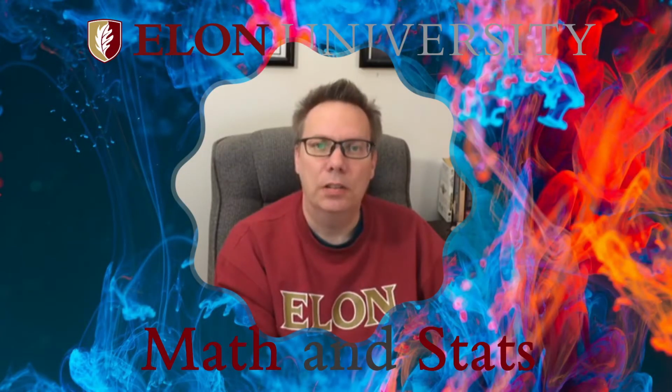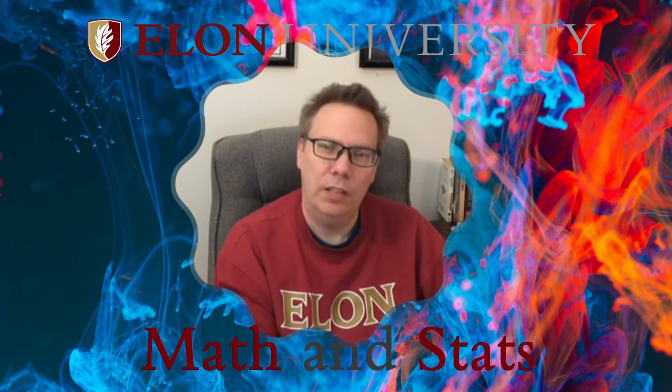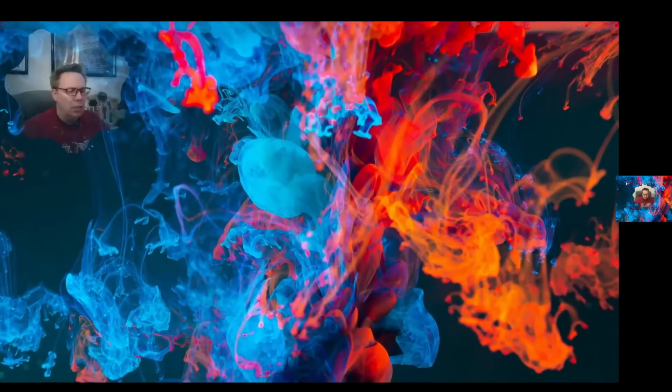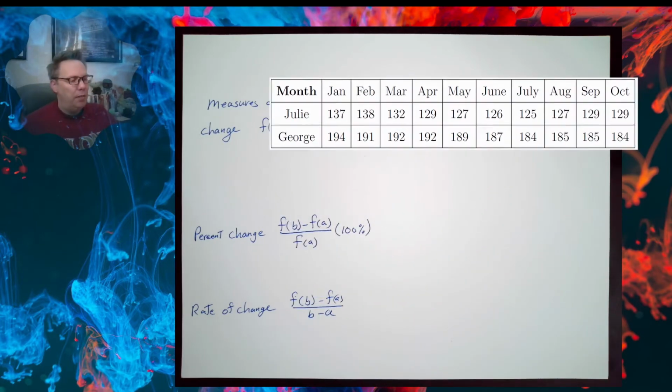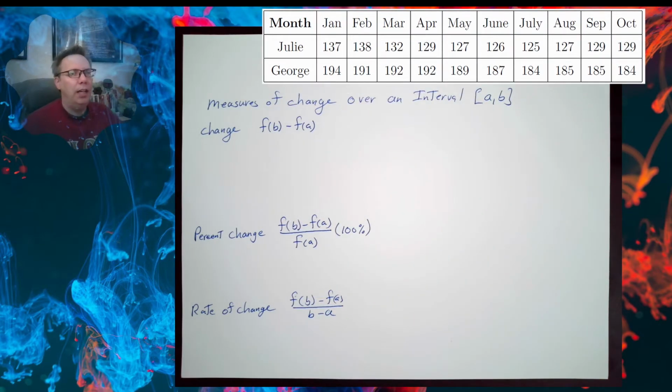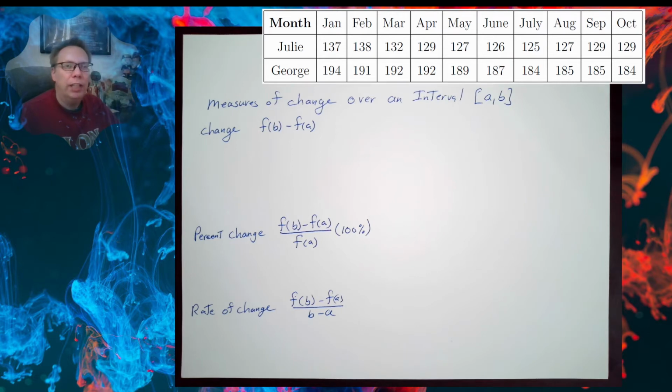Here's a quick video on the measures of change over an interval. So I want to suppose that we have two people and we're looking at the weight of those two people over several months. There's several different ways we can talk about the change. We can talk about the direct change, f of b minus f of a.